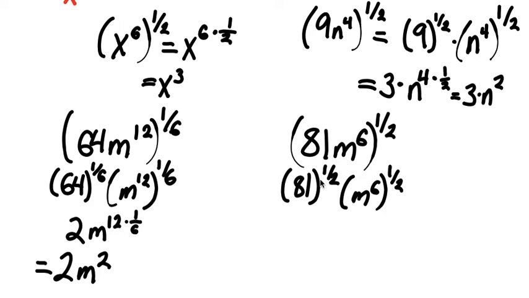Half is square root, and the square root of 81 is 9. M to the power of 6 to the power of half will be m to the power of 6 times half. Half of 6 is going to be 3. So this will become 9m to the power of 3.